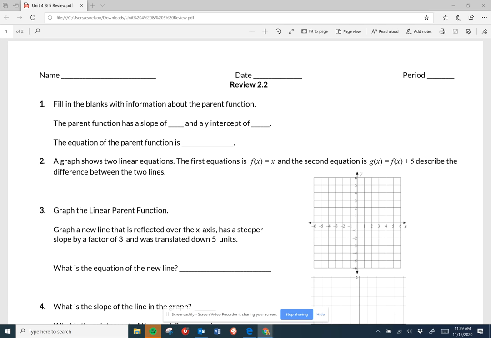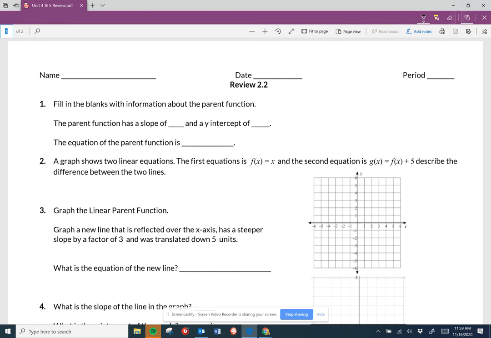Today I'm going to go over your review with you for your test on Wednesday. The first one says fill in the blanks with the information about the parent function. In case you forgot, the parent function is the most basic form of a line. It's going to be the simplest line that we can write, okay?